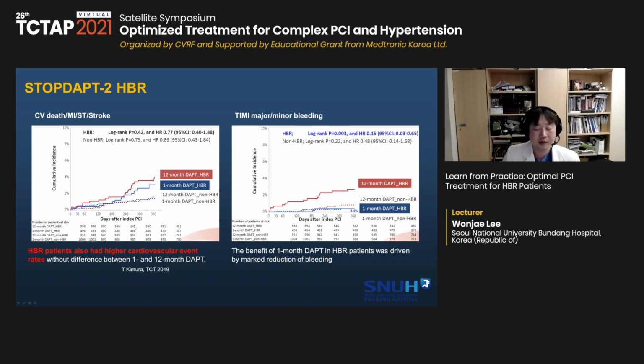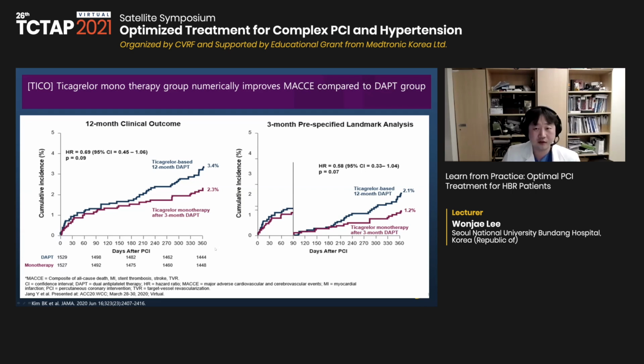So this really puts us in a very hard condition, because we want to control high bleeding risk, but these patients also have ischemic risk. But I think the following 2 trials give us some answer to mitigate these kinds of problems. So this is the TICO trial. I think you all are aware of this study. This is the ischemic risk result. If you look at ticagrelor monotherapy after 3 months of DAPT, statistically it wasn't significant, but you can see that it numerically improves MACCE compared to DAPT if you only use 3 months.